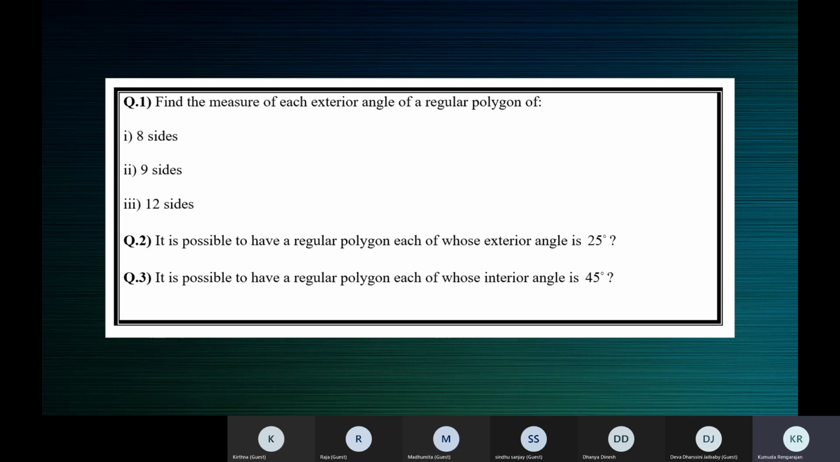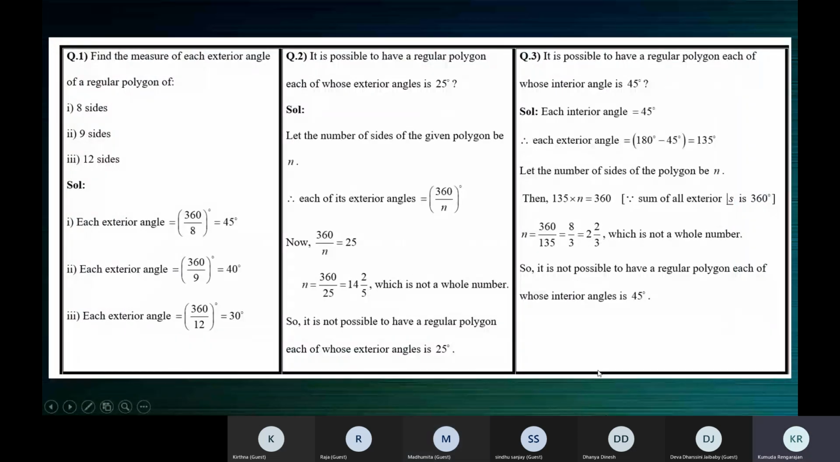Yes, Madhumita, now tell me, how do you find each exterior angle? 360 by n, ma'am, which is 360 by 12 here, which is 30 degrees. Yes, when you find the sum of all the angles and divide by 12, we got each interior angle is equal to 150 degrees, and 180 minus 150 is 30. So whatever the method, the answer is 30 degrees. But use a shorter approach in an exam. Yes, ma'am. Let me show you the answers for the others.